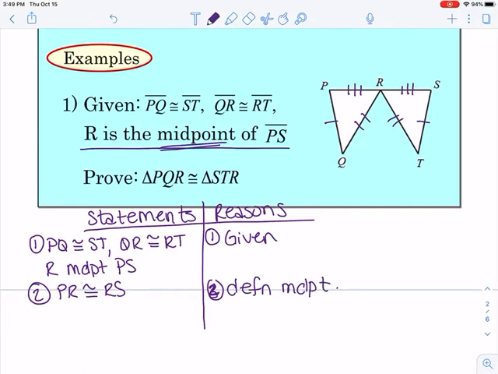All right, so now I have enough information to prove the triangles congruent. Again, I have a side, a side, and a side. So for 3, I'm going to say that my triangle PQR is congruent to triangle STR. And again, that's because of side, side, side.